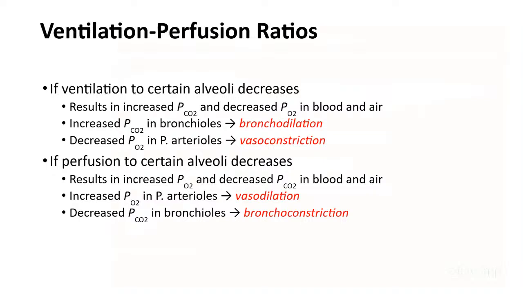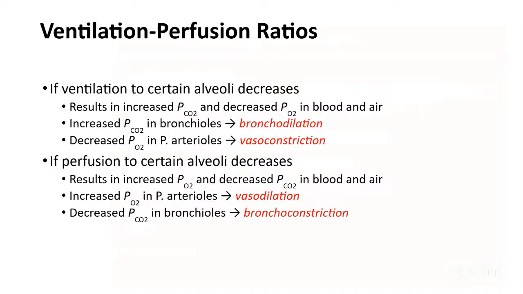Okay? So if the perfusion is our problem, so if we have a blockage, a blood clot somewhere in the arteries going to our lungs, right, that's going to drop down our perfusion of the pulmonary capillaries. So the result there is going to be an increase in our partial pressure of oxygen because we're still breathing in enough air, but we're not carrying enough carbon dioxide away. Okay? So this is the opposite problem to that ventilation problem above, and we're going to have the opposite effect. So we're going to see that increased oxygen levels in the arterioles.